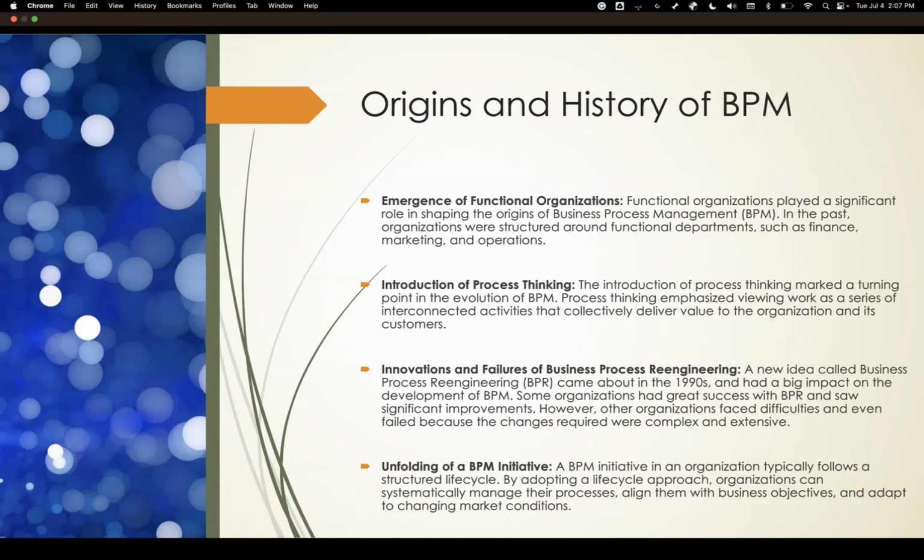Some organizations had great success with business process re-engineering and saw significant improvements. However, other organizations faced difficulties and even failed because the changes required were complex and extensive. Unfolding of business process management initiative. A business process management initiative in an organization typically follows a structured life cycle. By adopting a life cycle approach, organizations can systematically manage their processes, align them with business objectives, and adapt to changing market conditions.